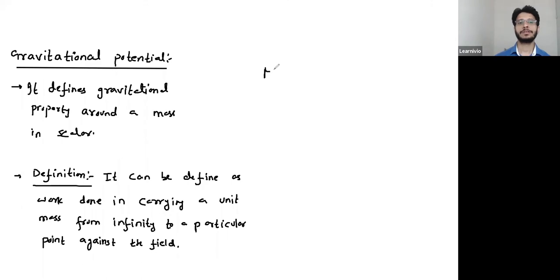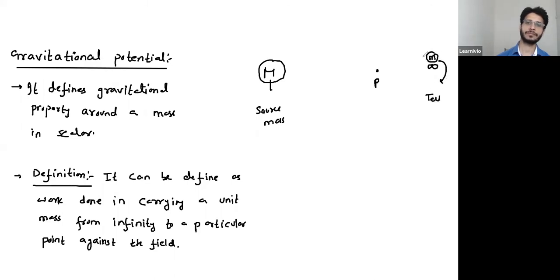See, let's say you have a mass capital M. This is my source mass. I ask you to calculate the potential of this source mass over this point P. This source mass is generating some potential over P. So to calculate that potential, I choose infinity. I take a test mass m here. Then I calculate work done in carrying this test mass from infinity to this P, that I call W infinity P.